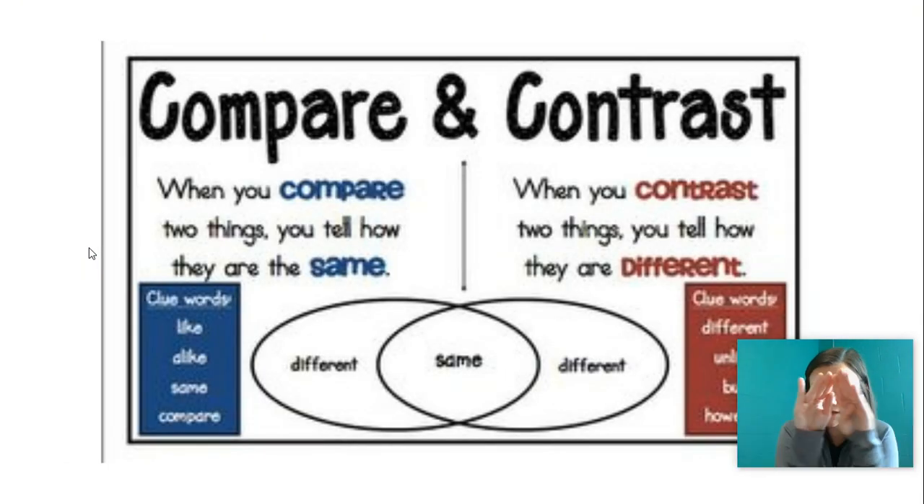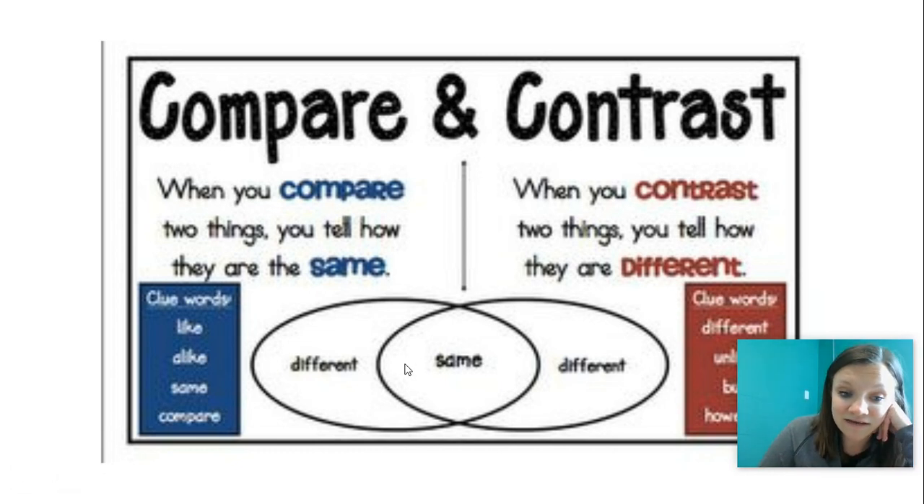Let's review one more time with a different visual what compare and contrast means. When you compare two things, you're telling how they're the same. My hands are going in the same direction. When you contrast two things, you're telling how they're different. My hands are going in different directions. Here is a Venn diagram. In the middle where they intersect, we tell how they're the same. And on the outside, we tell how they're different.